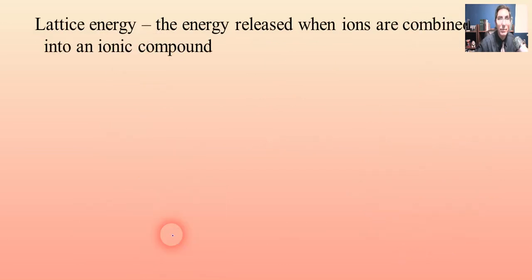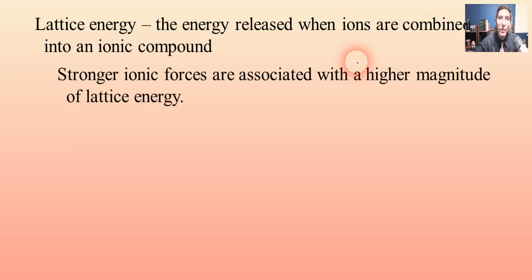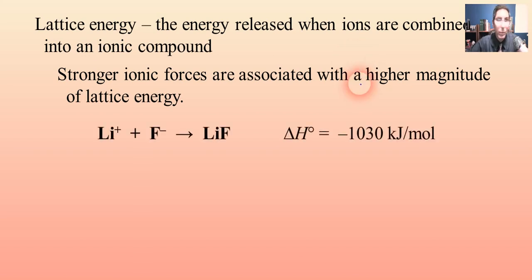Now, speaking of these melting points and the energy or the force between those two ions, this has to do with something we call lattice energy. Lattice energy is defined as the energy released when the ions are combined into an ionic compound. And normally, we know that there are stronger ionic forces associated with the higher magnitude of lattice energy. So this is the example that had the highest melting point, lithium fluoride. And so we're talking about 1,030 kilojoules per mole released when that bond is formed.